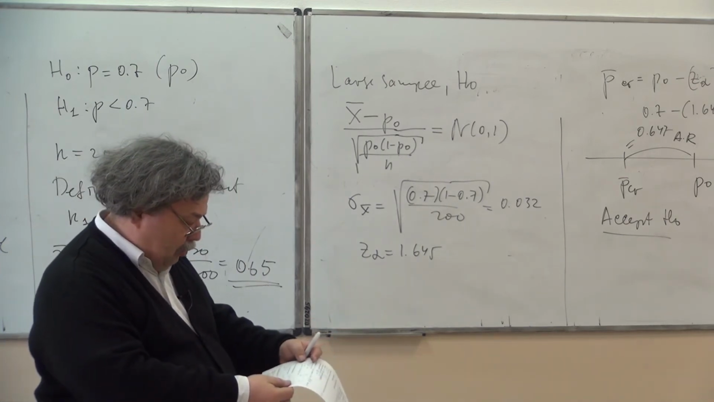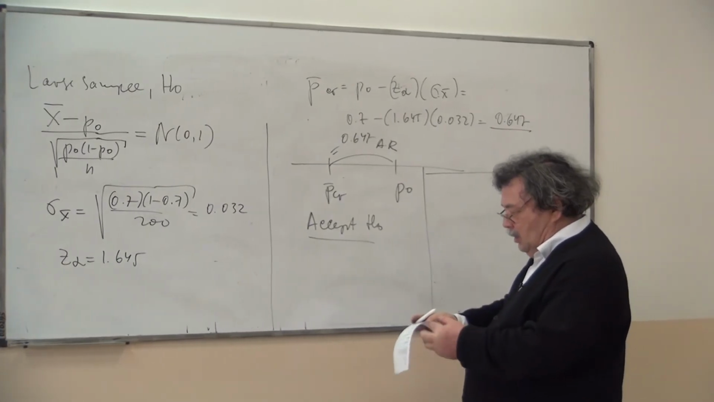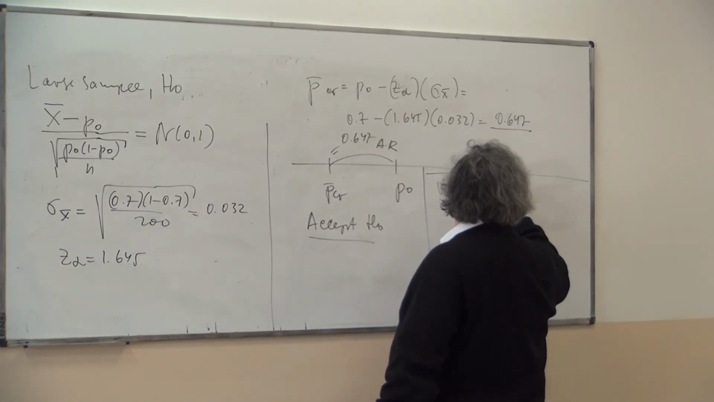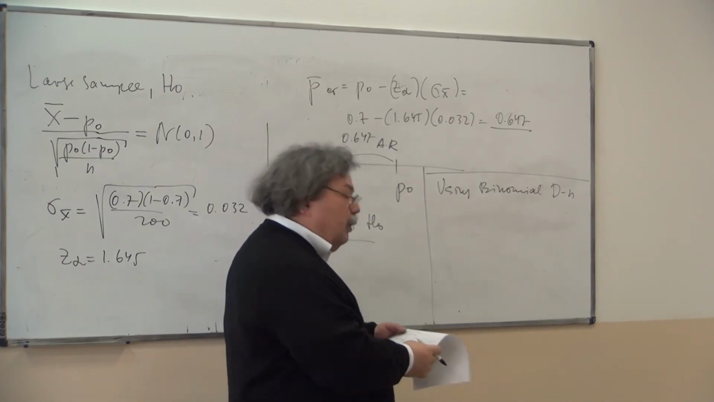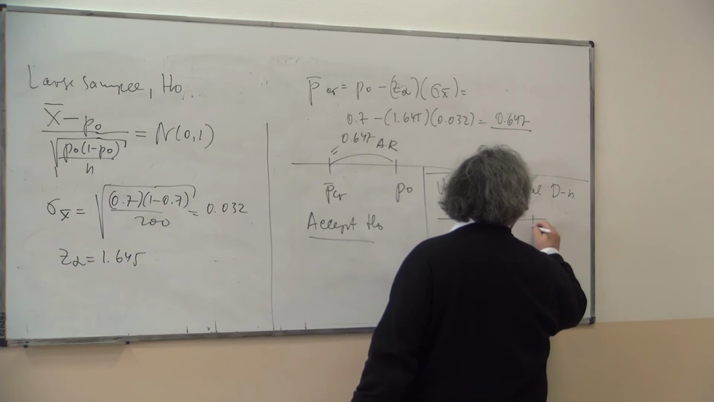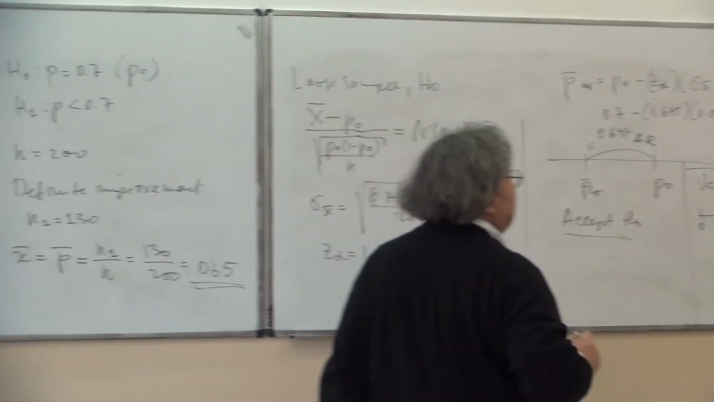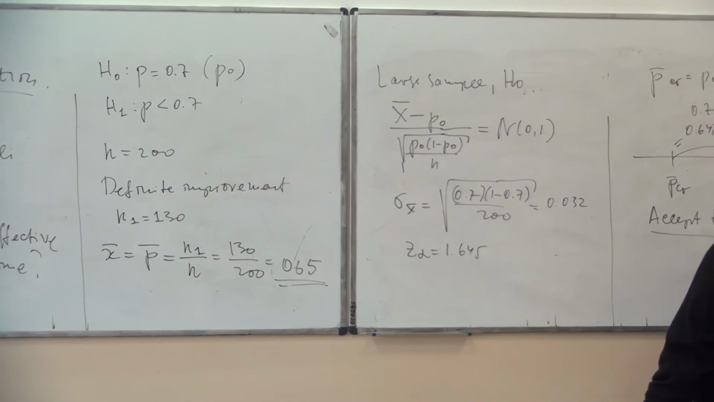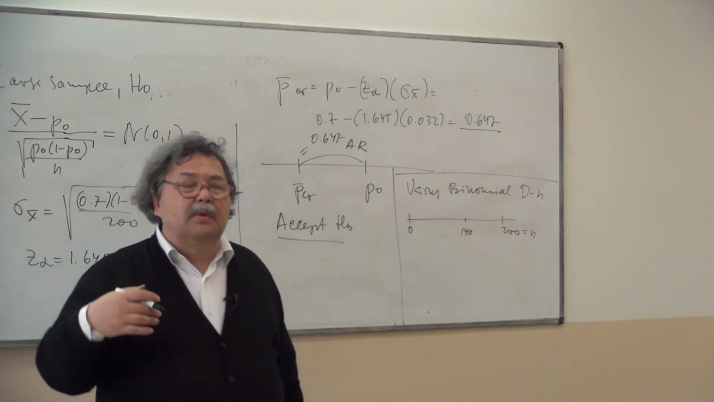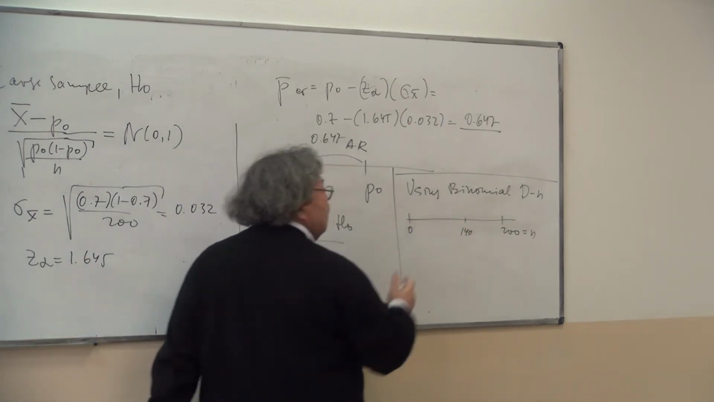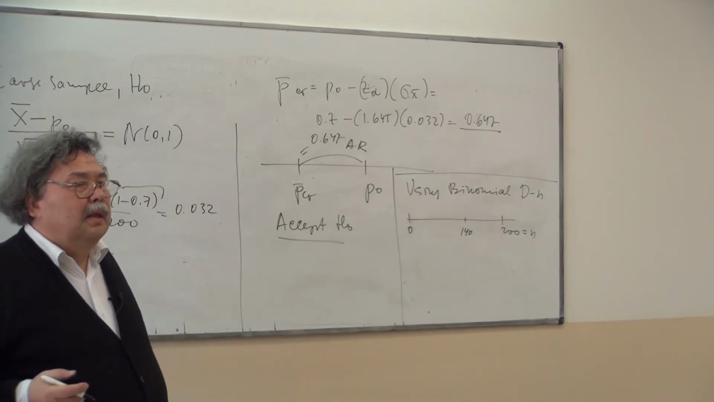Let me write it here. So using binomial distribution for the same problem. Now this is n. This is p0. The hypothesized value is 0.7. So 140 is n times p0. So if the number of definite improvements were 140, that would correspond exactly to the null hypothesis.